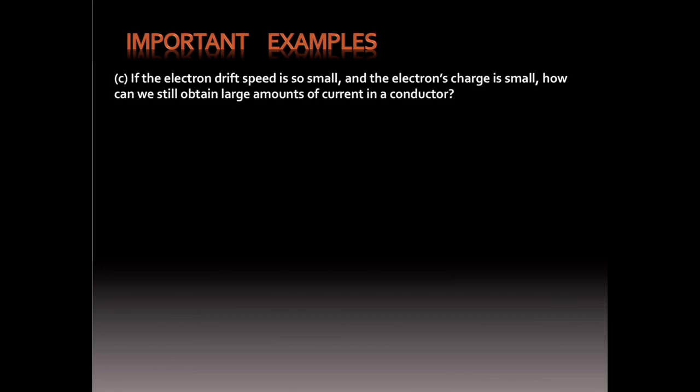C part, if drift speed is so small, then why do we get a large amount of current? The answer lies here: I is equal to n e A v_d. So v_d is small, but what about n? n is nearly equal to 10^29 per meter cube. So due to n, we have a large amount of current.